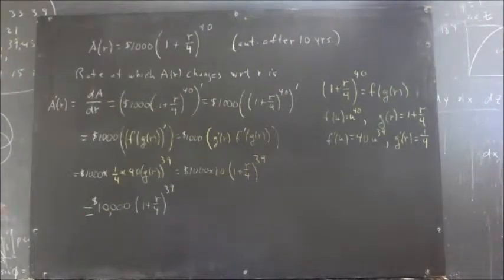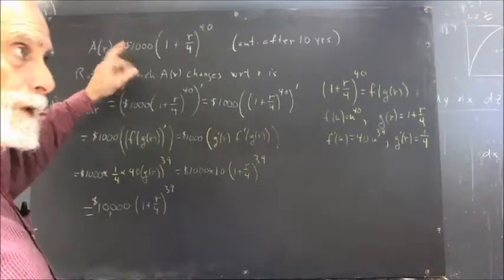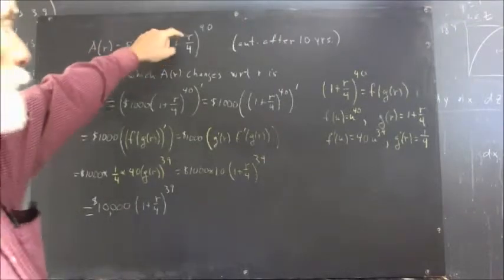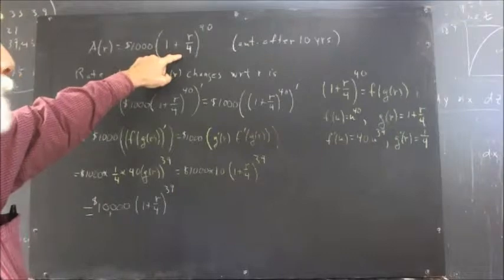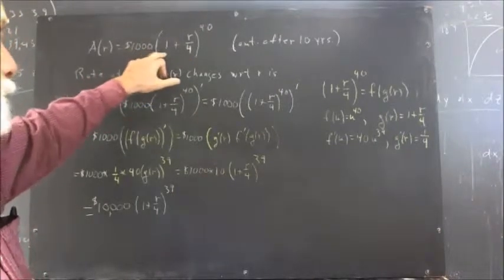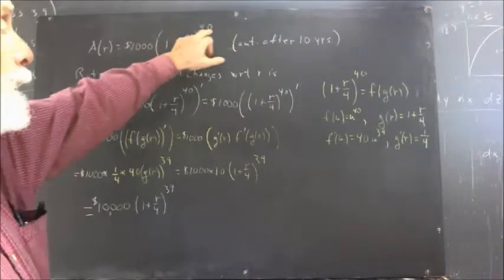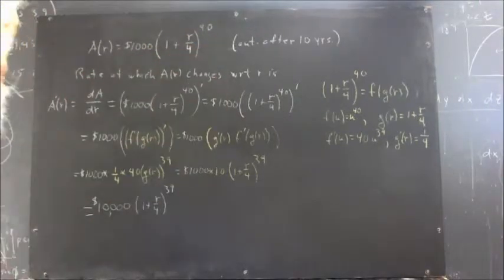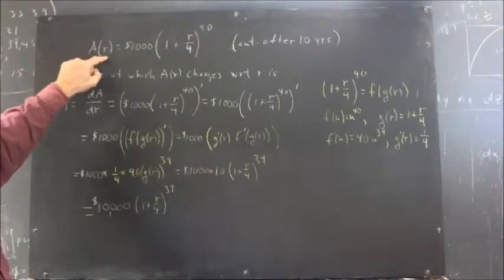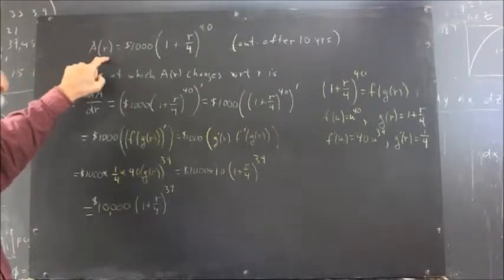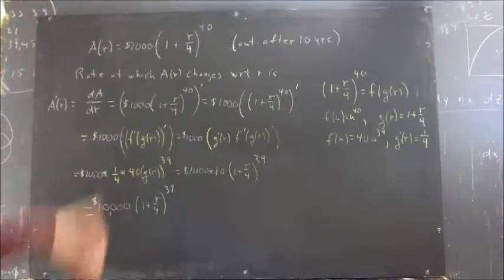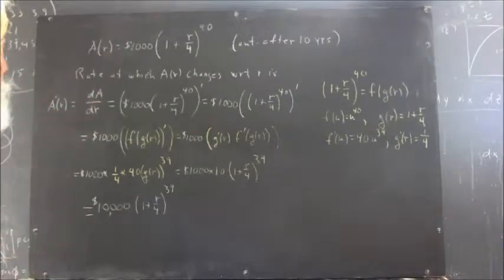If you invest $1,000 at interest rate R compounded 4 times a year, then after 10 years you're going to have $1,000 times (1 plus R over 4) raised to the 40th power. And that function A is your amount as a function of R, the rate at which the money is going to receive interest, the interest rate.